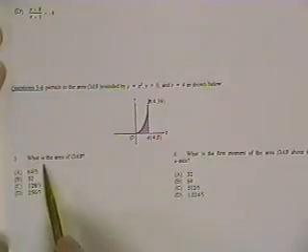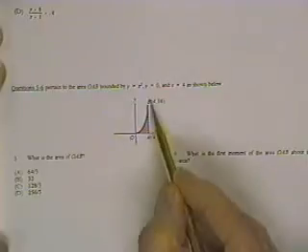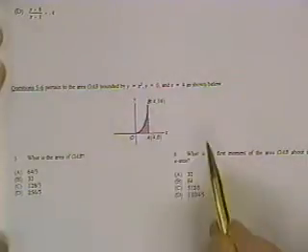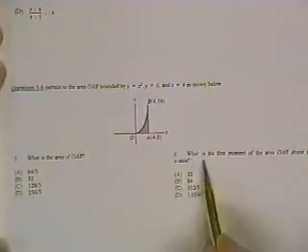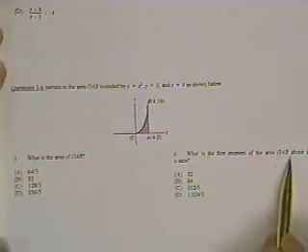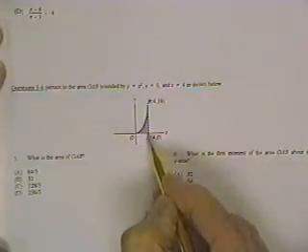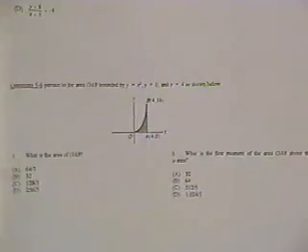One of the things they ask is, what's the area OAB? And the next thing they ask you is, what is the first moment of the area OAB about the x-axis? And it's not a bad idea to read those two problems before you start working. Let's see how it proceeds.